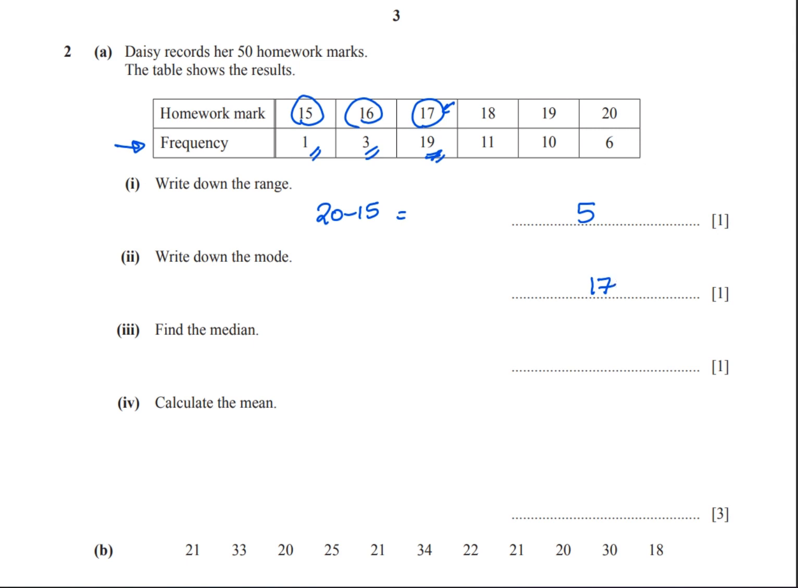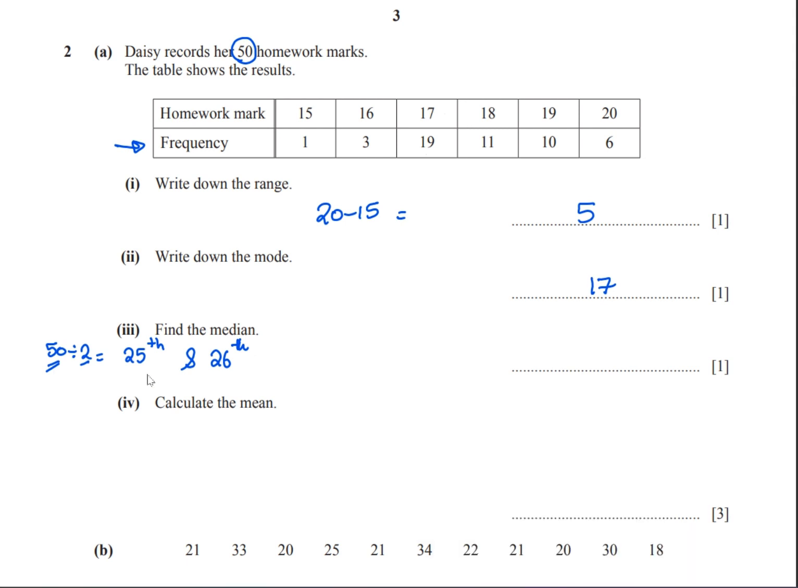Find the median. How to get the median? Let's see this. First, we have how many homework marks? We have 50. So I'm going to take this 50 and divide it by 2. It will be 25. This is the position of the median. The median here, its position is between the 25th and the 26th. Again, first, if the number is even, we divide it by 2, it will be 25. This is not the median.